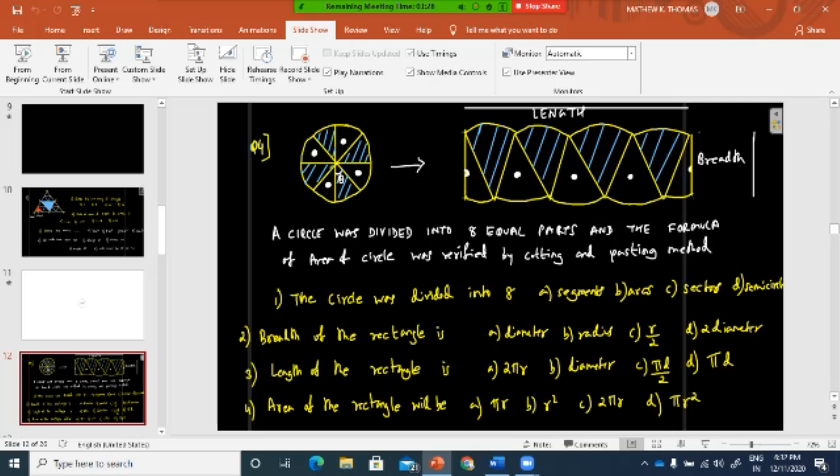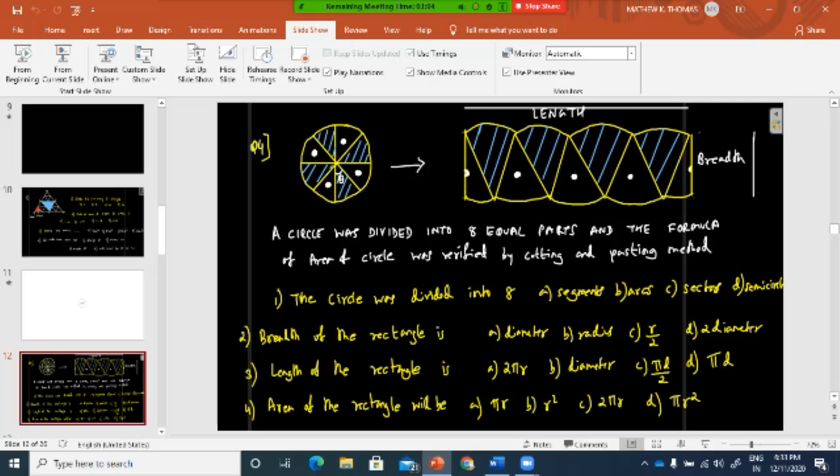So the questions based on this now: a circle was divided into 8 what? Segments, arcs, sectors, or semicircle? Your answer will obviously be sectors. These are called sectors. And what will be the breadth of this rectangle? Any guesses? What will be the breadth of this rectangle?